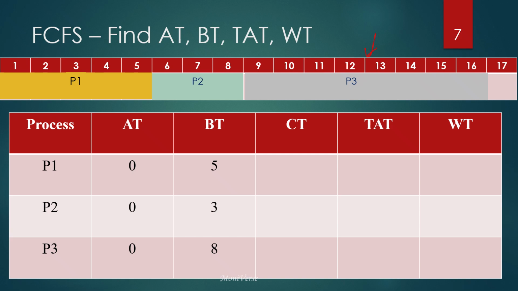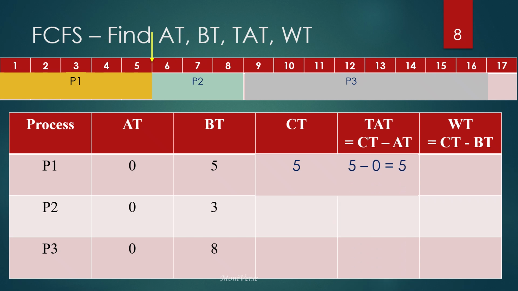Now we are going to calculate the completion time. Completion time can be taken directly from the Gantt chart, which shows the time at which the process has completed. Let's consider process P1. P1 has completed at time 5. So the completion time of P1 is 5, P2 is 8, and for P3 it is 16. Now we are going to write the completion time for everyone.